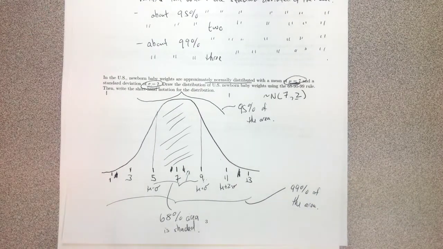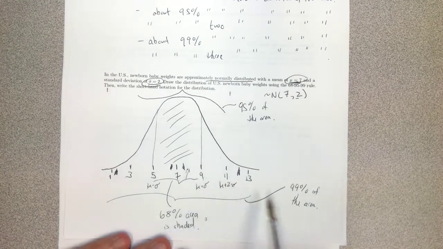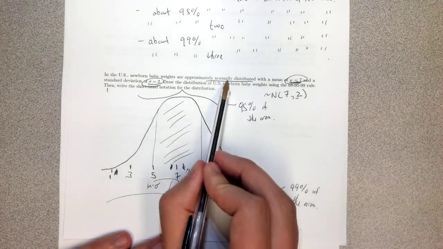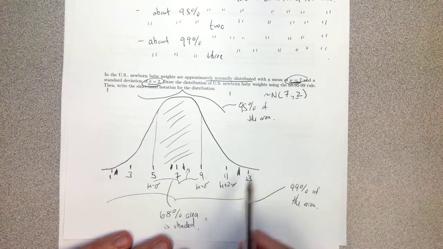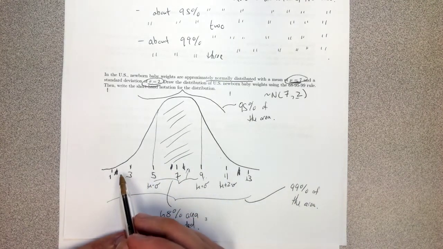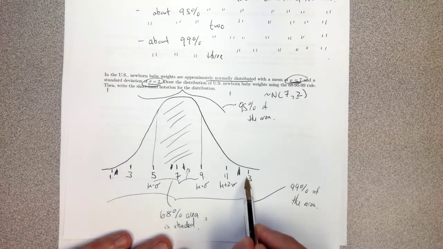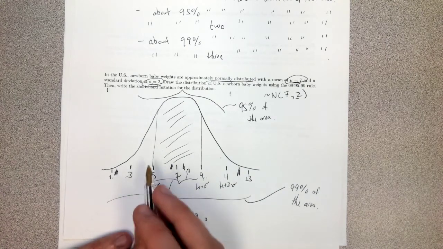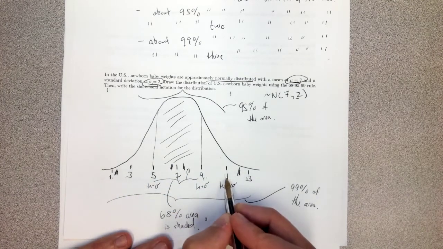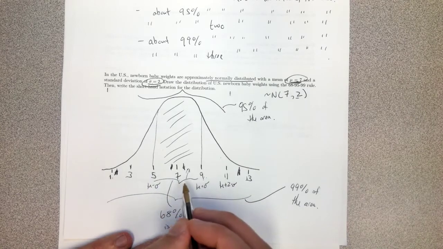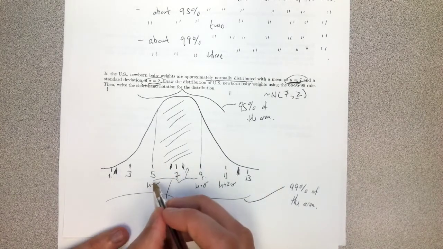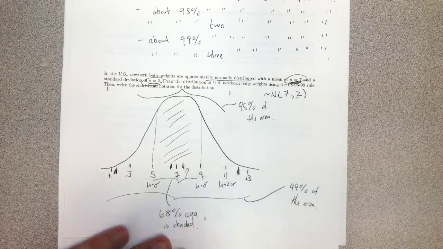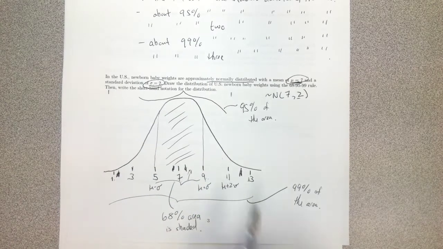What this means, at least according to our rule and our approximate normal distribution, is that 99% of all the babies that are born in the US are between 1 pound and 13 pounds. It means 95% of all the babies that are born in the US are between 3 pounds and 11 pounds. And it means 68%, or about 2/3, of all the babies that are born in the US are between 5 pounds and 9 pounds. So we're using this rule to give us a guide for drawing this distribution.